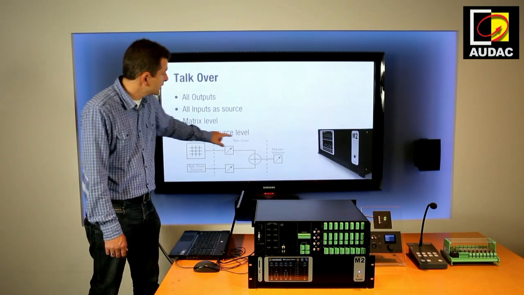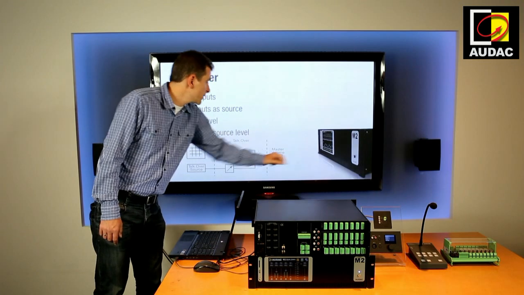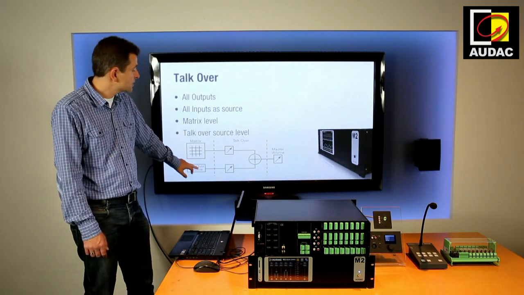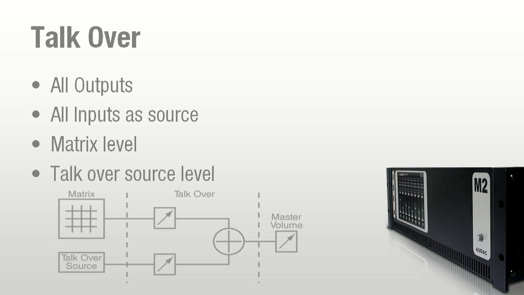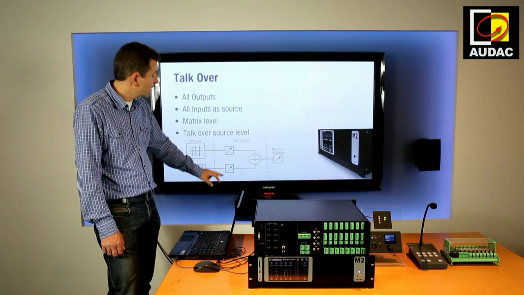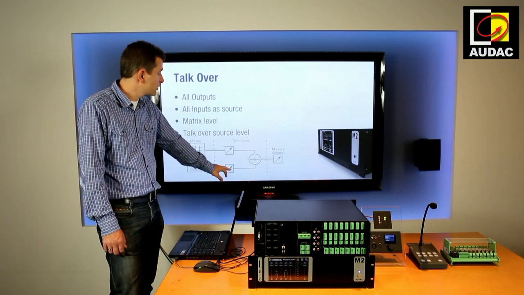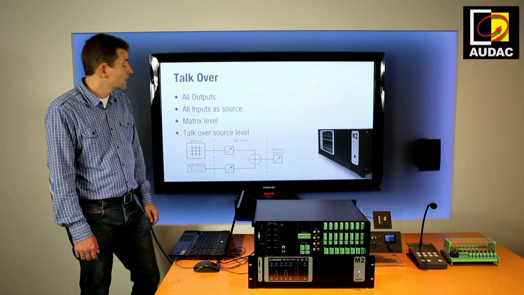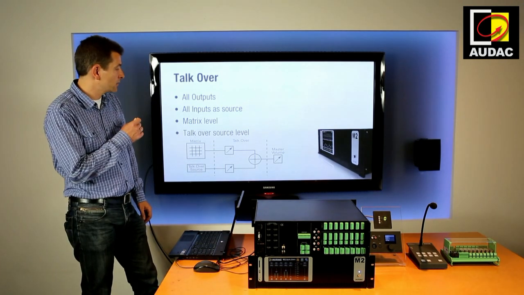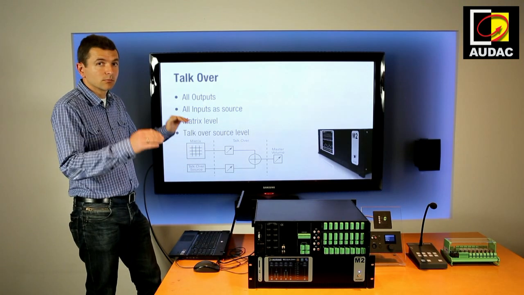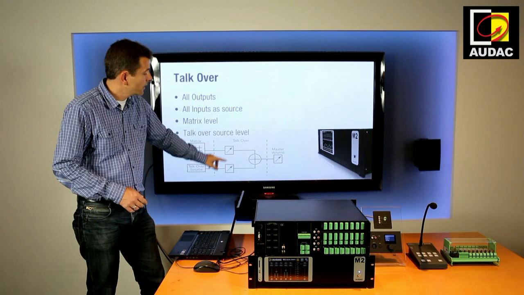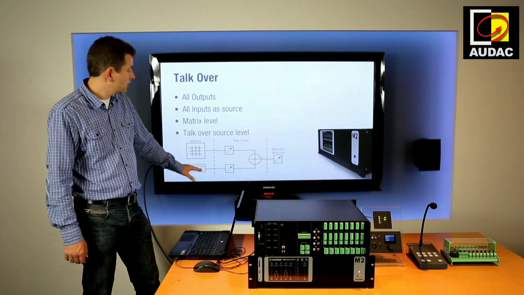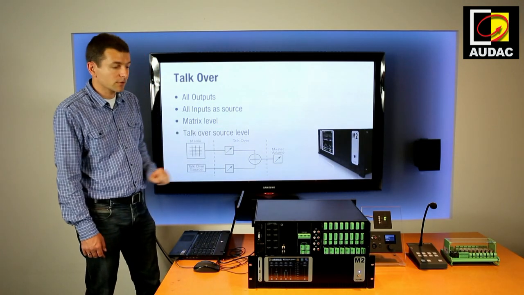Normally it will go from the matrix to the master volume and so to output 3. If talk over is enabled and I have some signal on the talk over source, I can lower the matrix volume automatically and I can adjust the talk over source volume. These will be mixed and be sent to the master volume and to the output. This means if I start speaking in the microphone, my music will be lowered by this setting and I can hear myself speaking through the microphone. If I quit speaking, this will fade back in to the normal level.